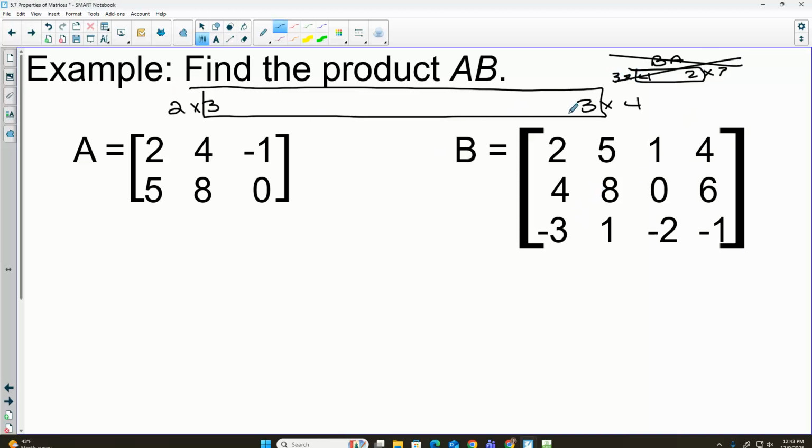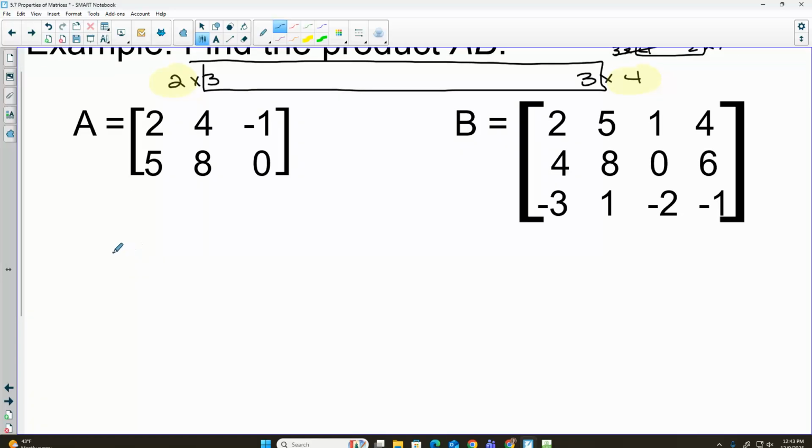So the middle numbers have to match. That tells me I can multiply. The size of the final answer is going to be given by these numbers. So my final matrix is going to have 2 rows and 4 columns. Okay. So this is my setup. We had to make sure we could multiply them, and we know how big our final answer would be. Is everybody with me here?